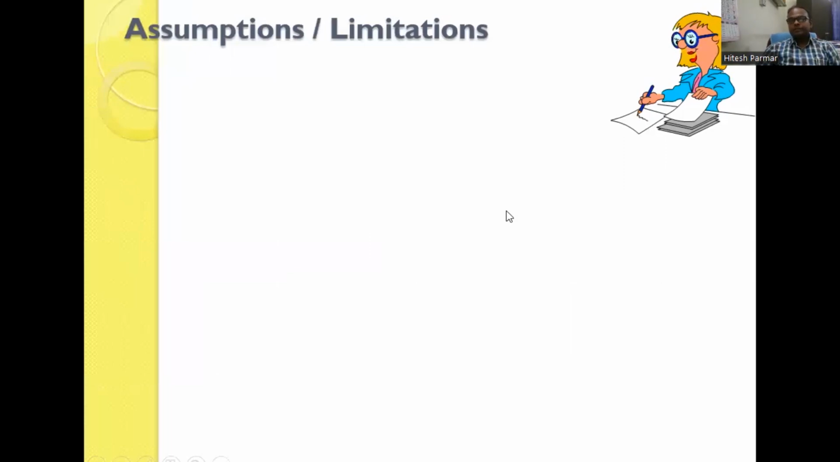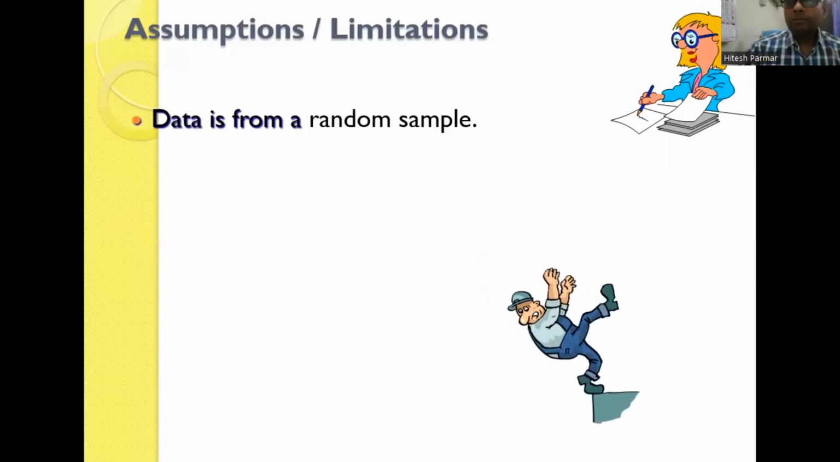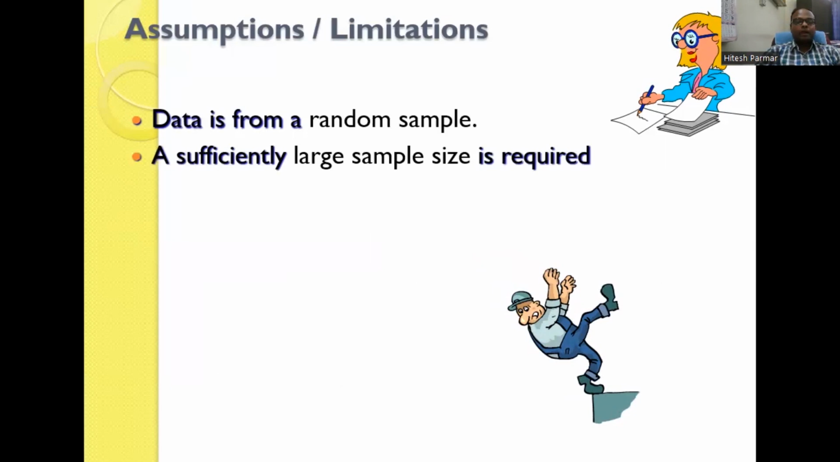What are the assumptions or limitations of the chi-square test? So obviously the randomness assumption is applicable. So data is collected from a random sample. This is assumption number 1. A sufficiently large sample size is required. Now what do we mean by this?